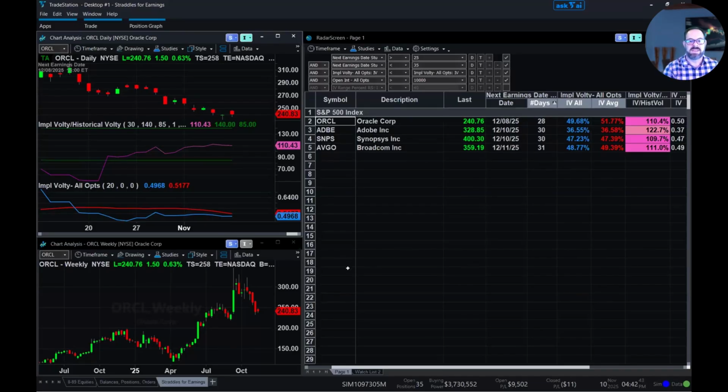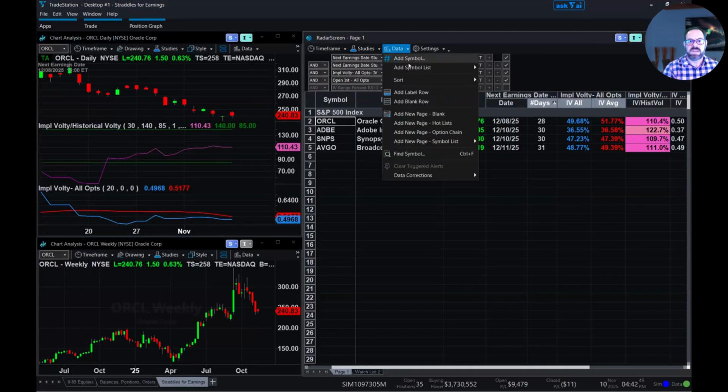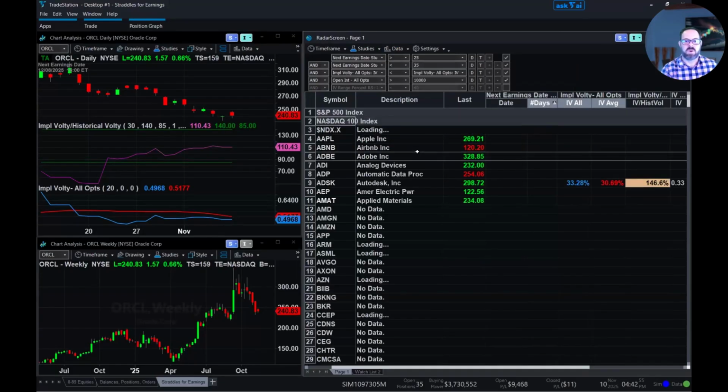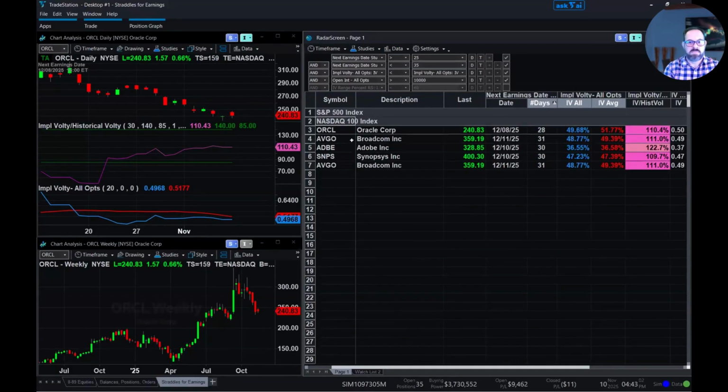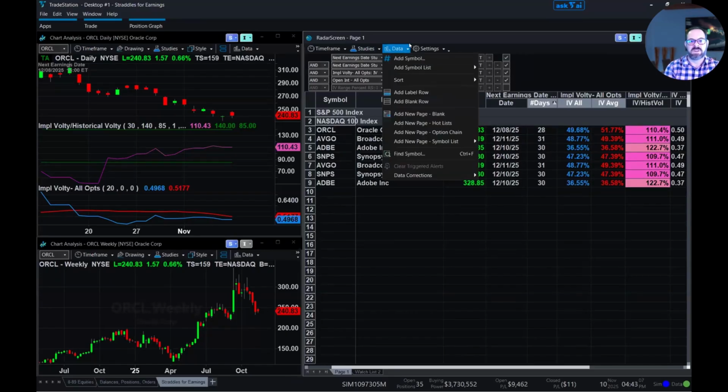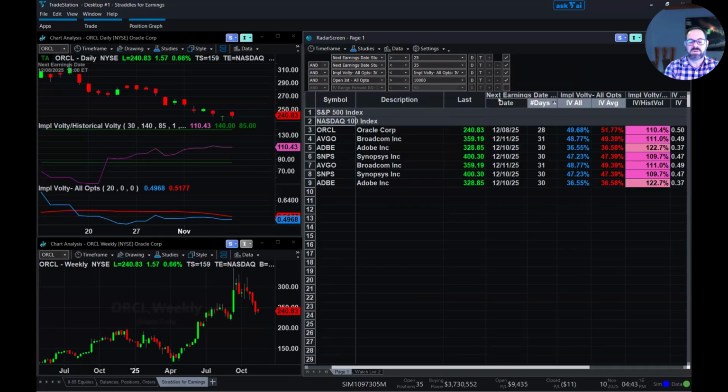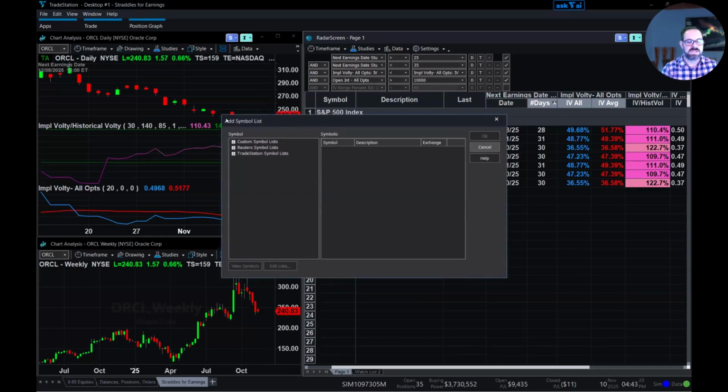So let's see if I add in another index here for securities to search. Whoops, add symbol. And we can add maybe the NASDAQ 100. I know there's probably going to be some overlap there as well. There we go. And boom, pretty much the same names, isn't it? Okay, again, go into data. I don't know if I have another list I could add. Oh, we had more, but not too many more. And you can create your own symbol list or look at others. There we go, TradeStation's.